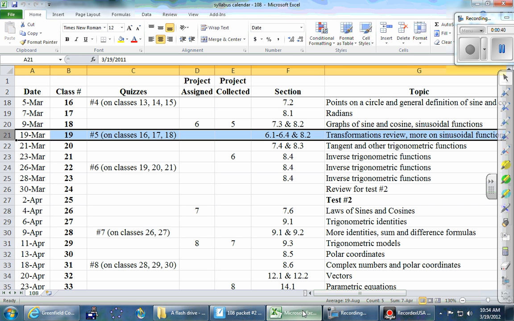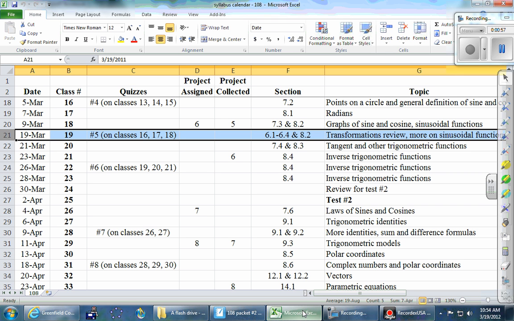Next class, we talk some more about tangent and the other, turns out there's a total of 6 trig functions. We have seen 3 of them. We focused on sine and cosine. We've mentioned tangent, but we'll give tangent a little more attention next time. And then there's these other 3 trig functions that we'll spend a little time on next class.